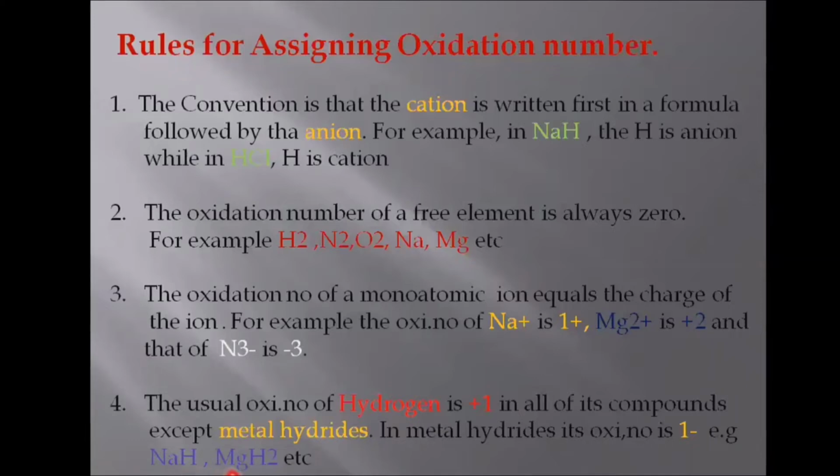While in MgH2, it is also in the hydride form. Magnesium is in 2+ state and 2 hydrogen means 2-. 1 hydrogen carries 1-, so the oxidation number here is -1 for hydrogen.